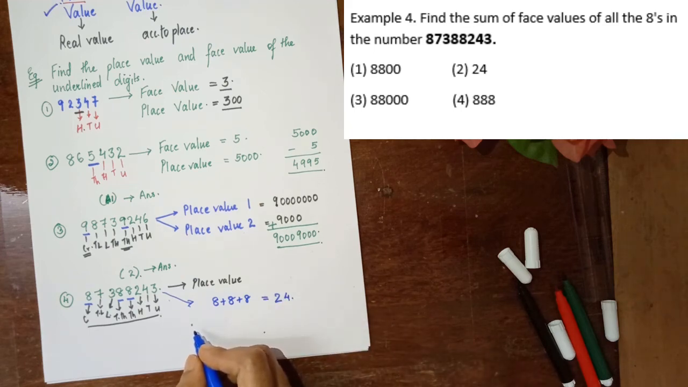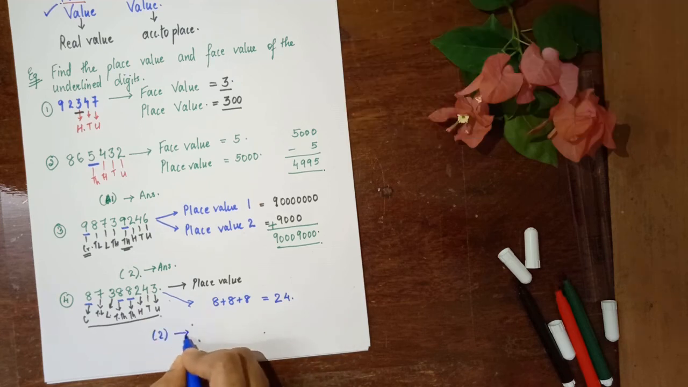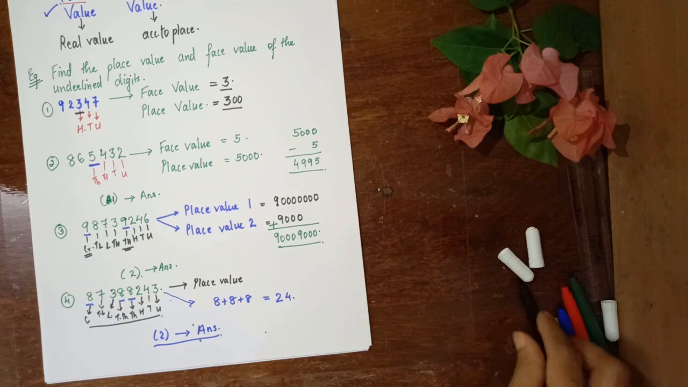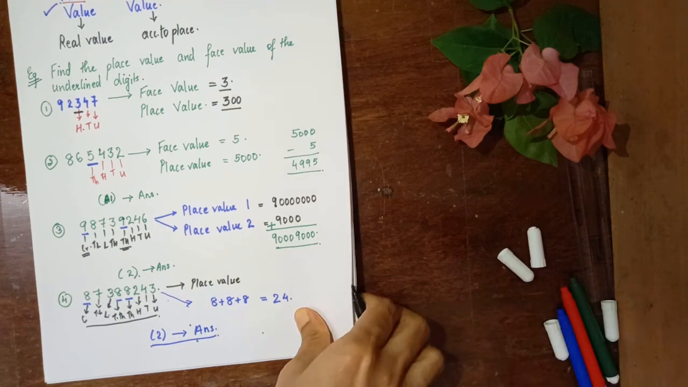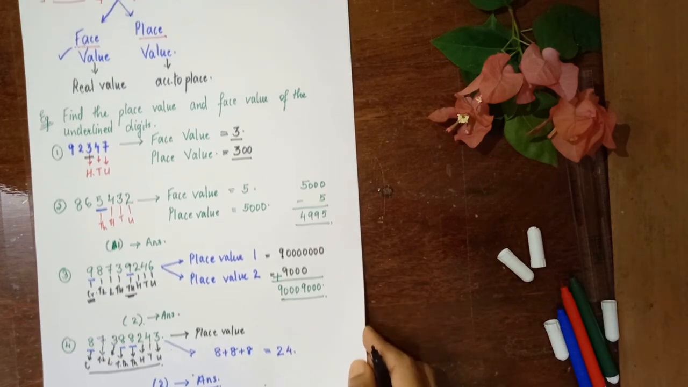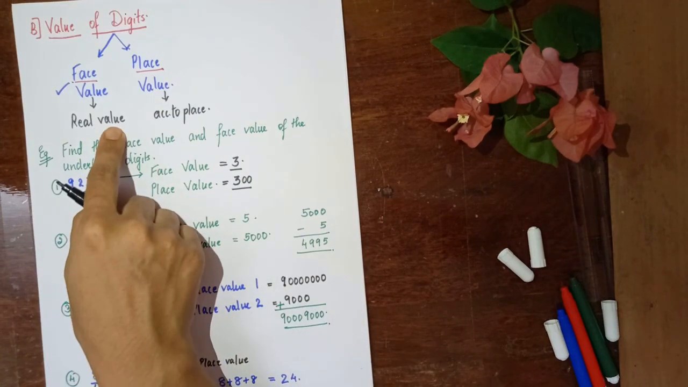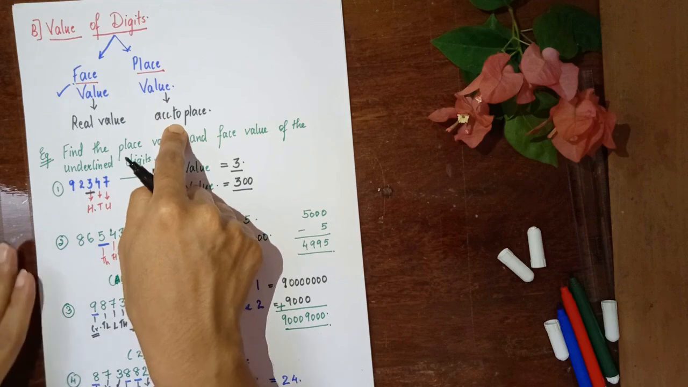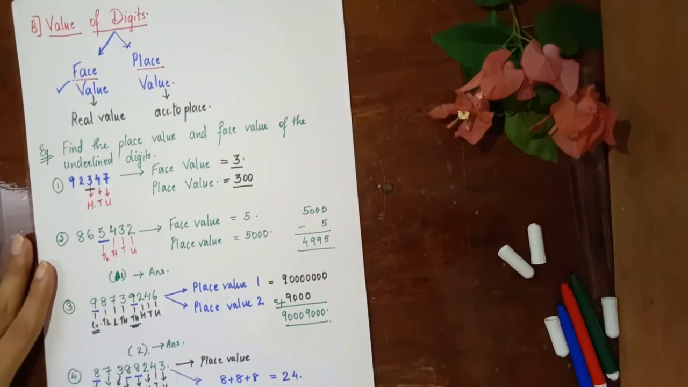Let's see in which option do we have it as 24. We have option 2. Okay. So here again option 2 is our answer. So I hope you all have understood how to find the place value and the face value of the digits. Repeat it again for you all. Place value is nothing but the actual or the real value, whereas the face value is according to your place.